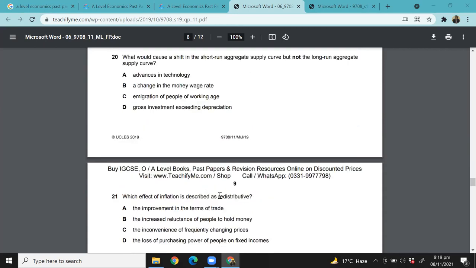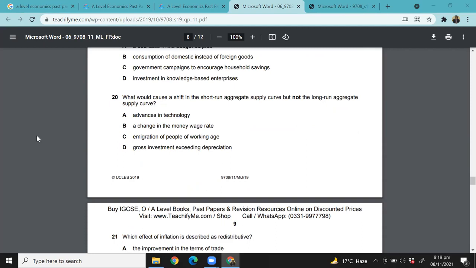Question 20. What would cause a shift in the short-run aggregate supply curve, but not the long-run aggregate supply curve? Short-run aggregate supply curve is affected by cost. Long-run aggregate supply is not affected by cost. Advances in technology, both will be affected. Immigration of people of working age, both will be affected. Gross investment exceeding depreciation, gross investment, right? So yeah, the answer should be B, right? Got it? Okay, so think about this.